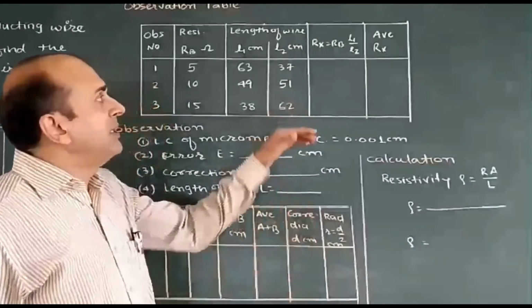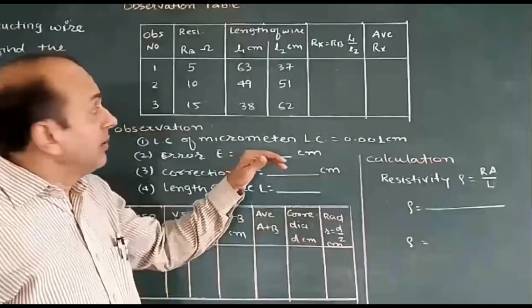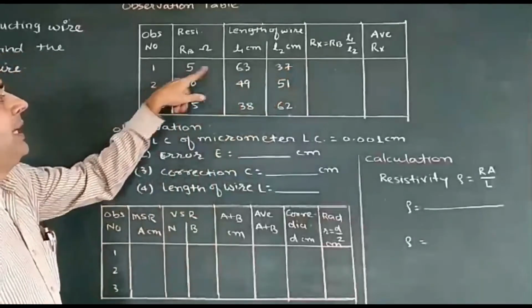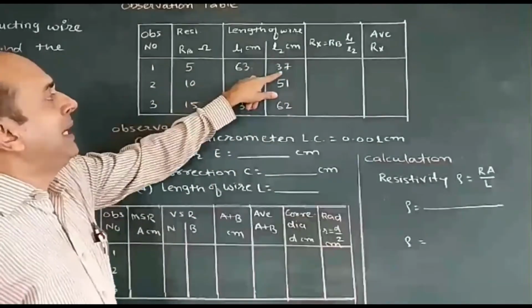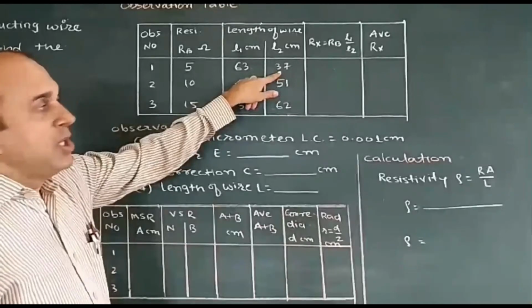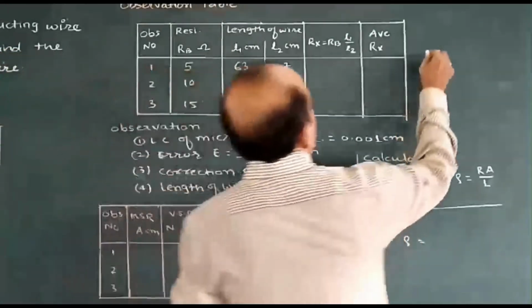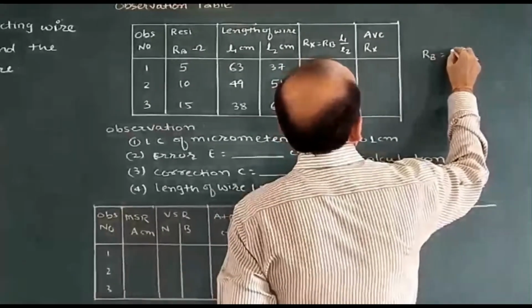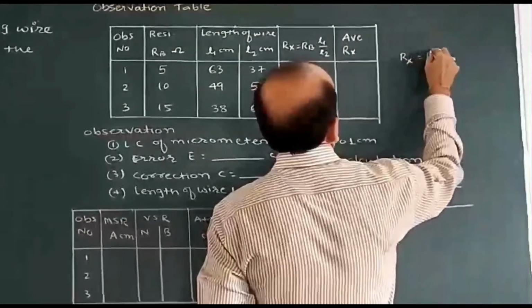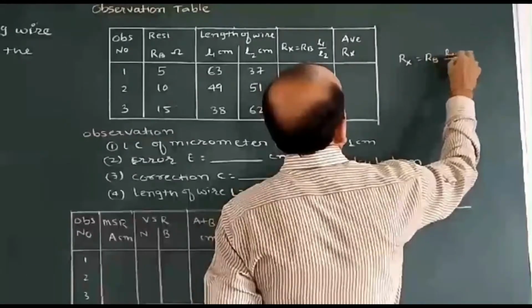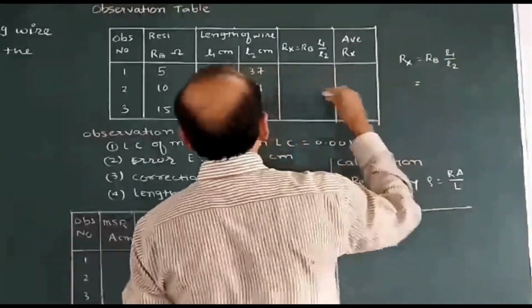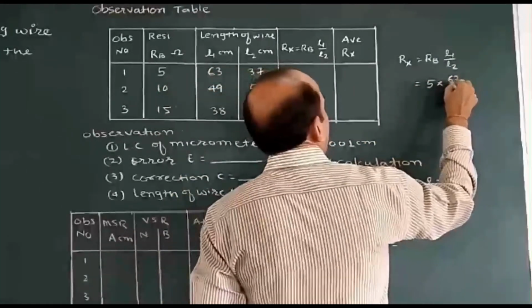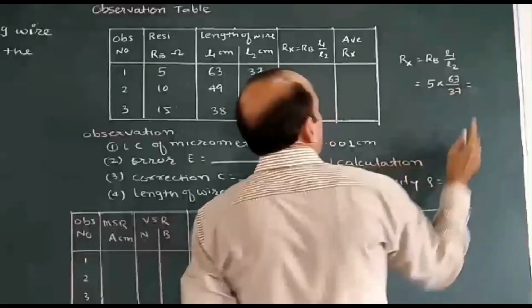Now you find the unknown resistance by this formula. Rx is equal to RB into L1 by L2. RB is equal to 5, so Rx is 5 into 63 divided by 37.